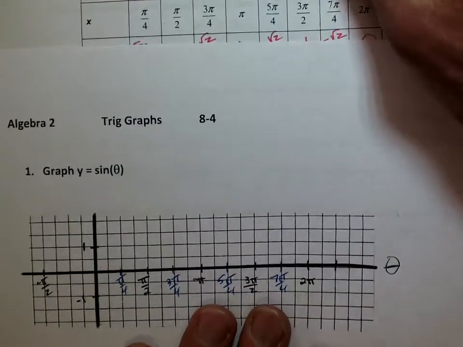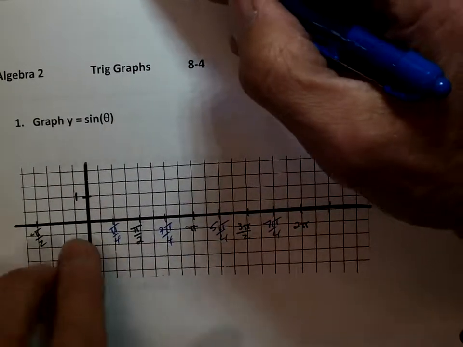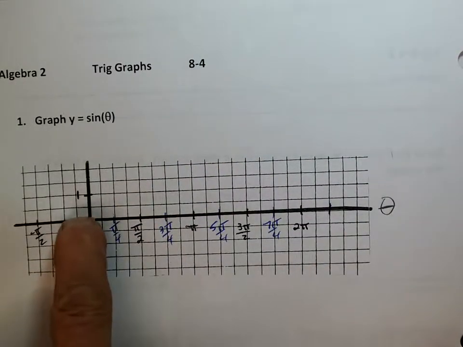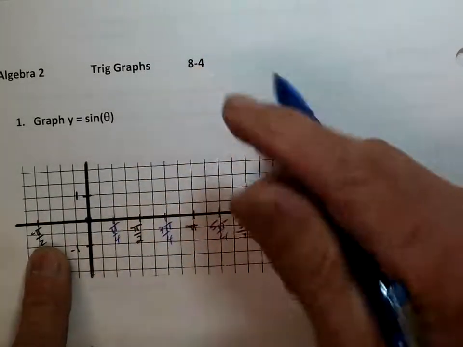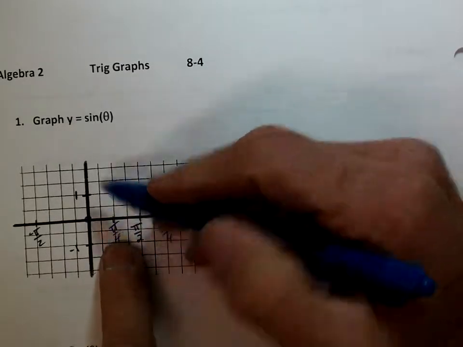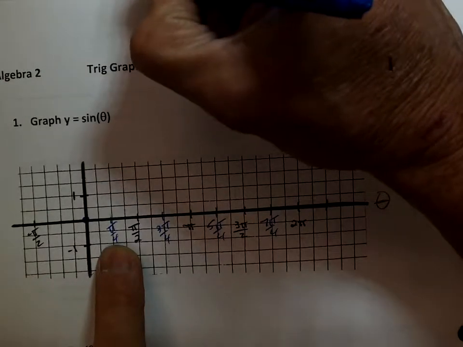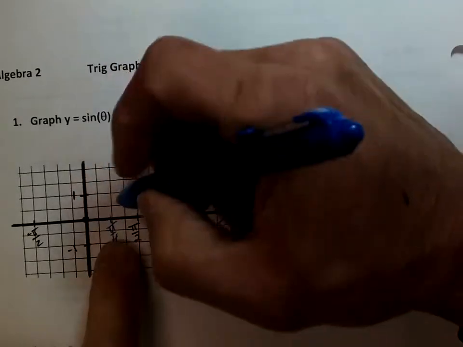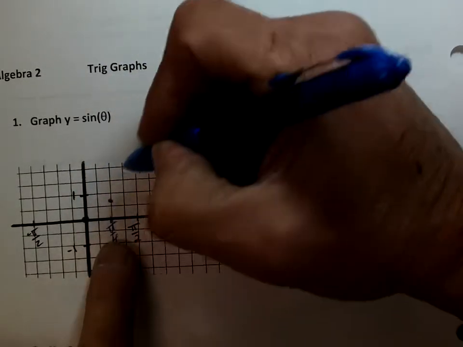So what we just did in our chart was, let's go first to 0. At 0 radians, right here, what's the y value? 0. So we're going to have a point at 0, 0. At pi fourths, we have square root of 2 over 2. If you use a calculator, square root of 2 over 2 is about 0.7. So at my angle, the height is about 0.7.